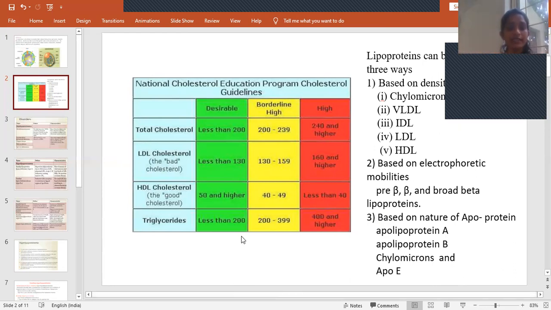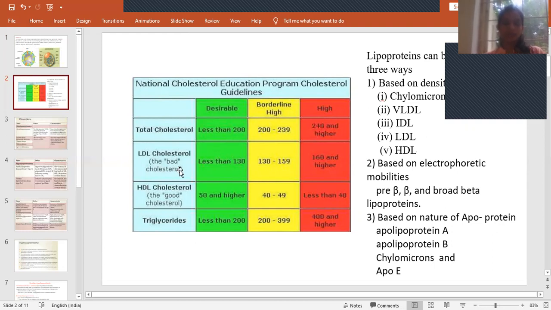Now we can see when there are elevated LDL cholesterol levels. There is a guideline called the National Cholesterol Education Program Cholesterol Guidelines. According to this, there is a desirable range, a borderline range and a high range. Total cholesterol should be less than 200, which is desirable, and borderline is 200 to 239. Greater than 240 is considered high cholesterol, which means the level is much greater than normal.